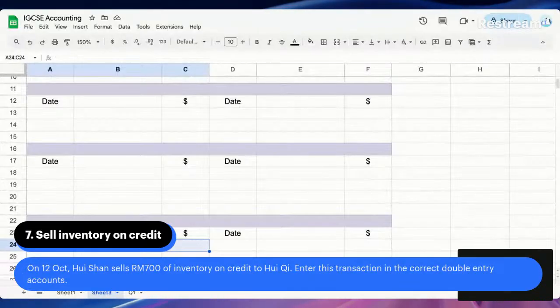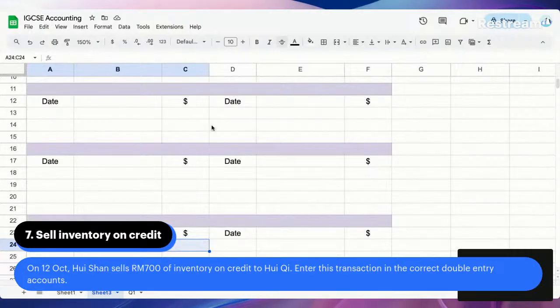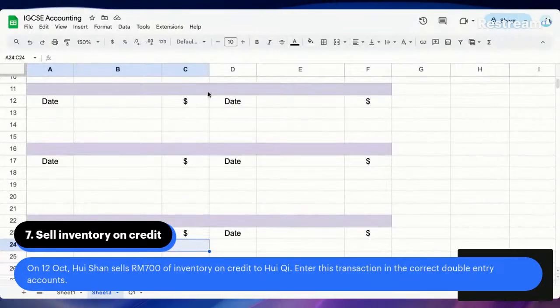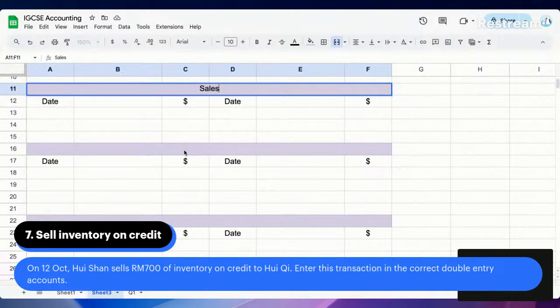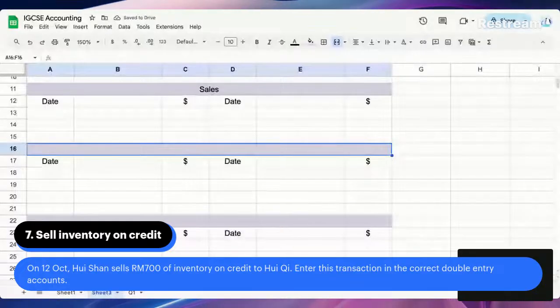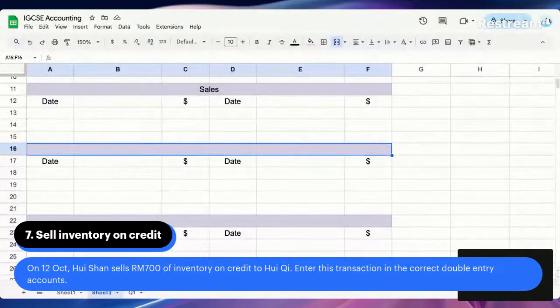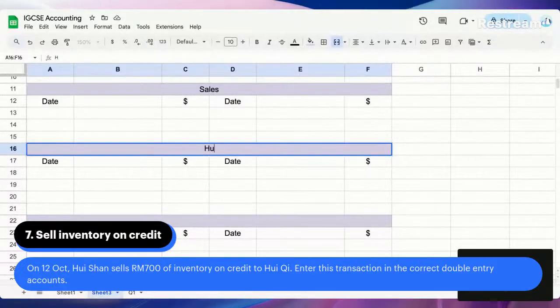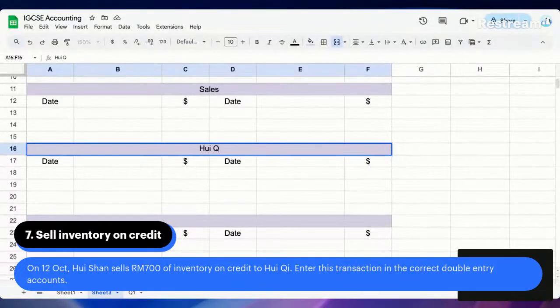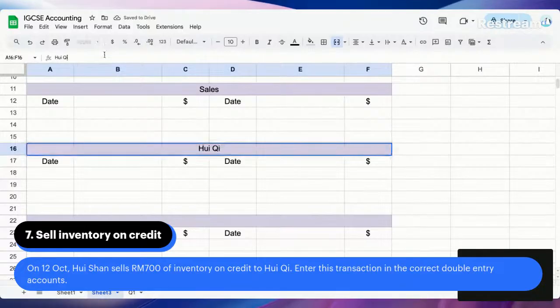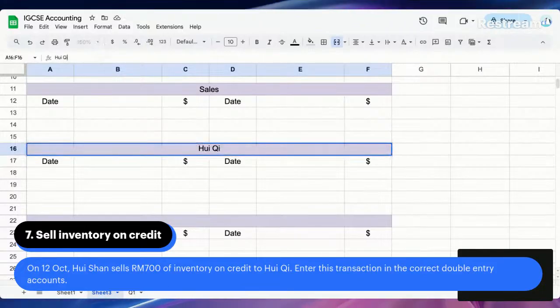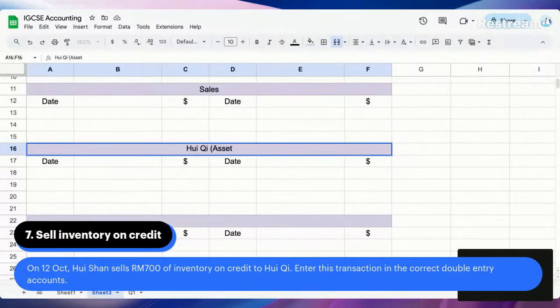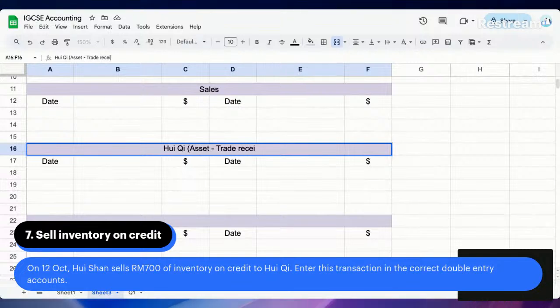So Hui San is the business, and sells the goods to Hui Qi. So it's a sale, and this is selling to Hui Qi on credit. If the sale happened with immediate payment, which is cash or bank, then you don't need to create another account for Hui Qi. But due to this being by credit, you need to prepare this one. And in this case, Hui Qi owes you money, which one day will be paid to you, equal to an asset, which we also call trade receivable.